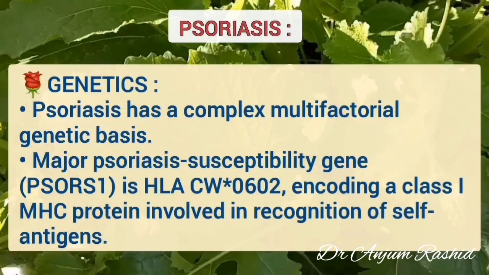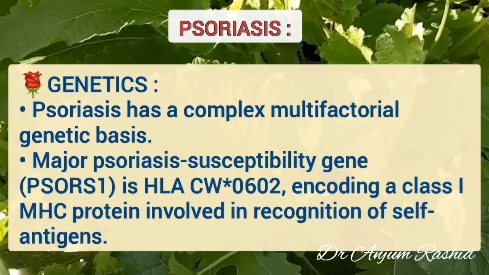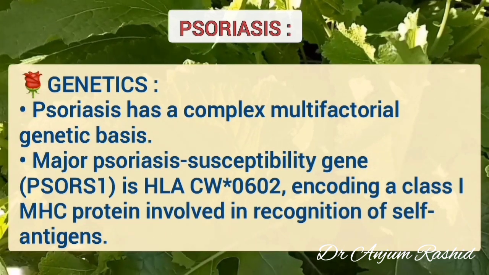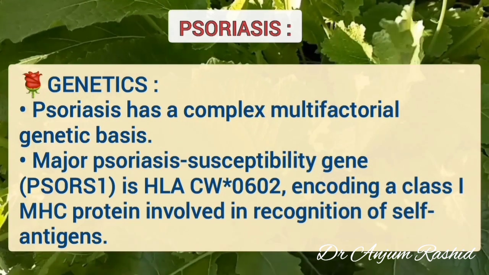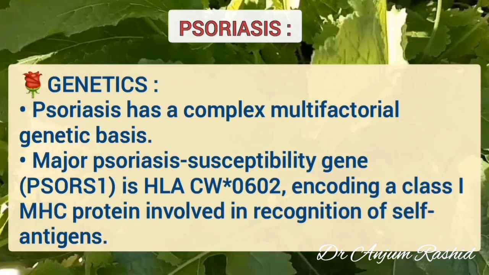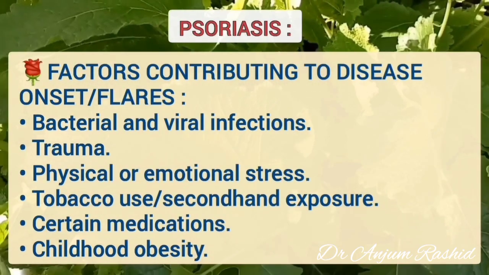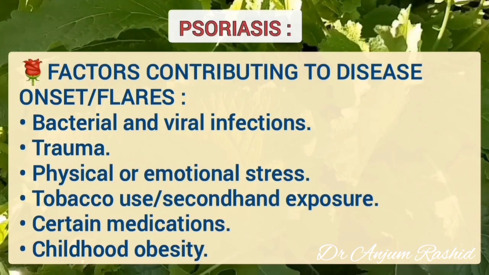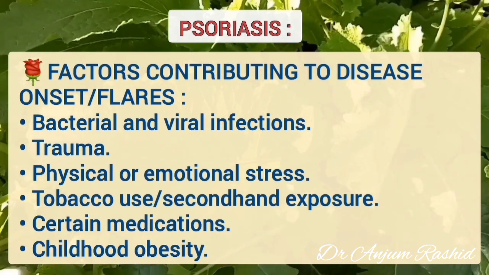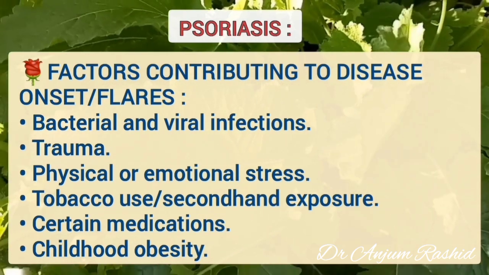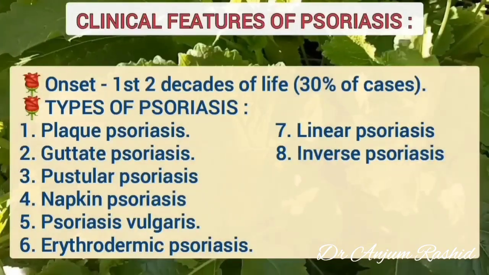Now its genetics. Psoriasis has a complex multifactorial genetic basis. Major psoriasis susceptibility gene is a human leukocyte antigen CW*0602, which encodes a class 1 major histocompatibility complex protein which is involved in recognition of self-antigens. There are certain factors which contribute to disease onset and flares. These include bacterial and viral infections, trauma, physical or emotional stress, tobacco use or secondhand exposure, certain medications, and childhood obesity. Now I will discuss the clinical features.